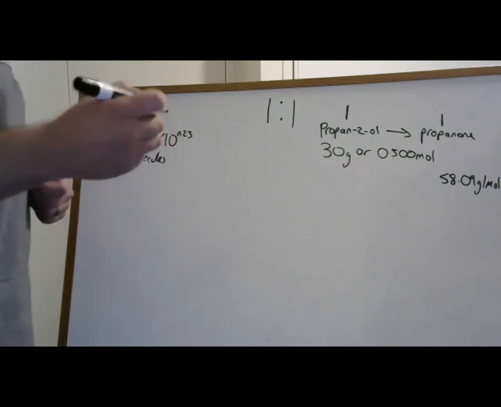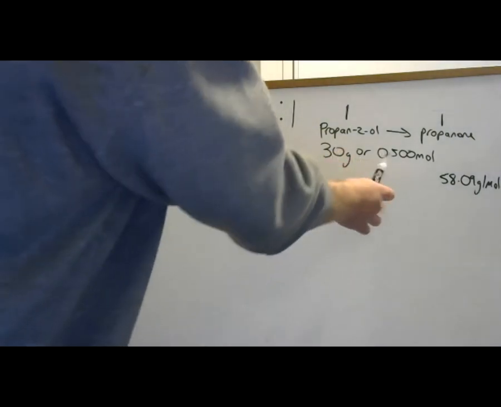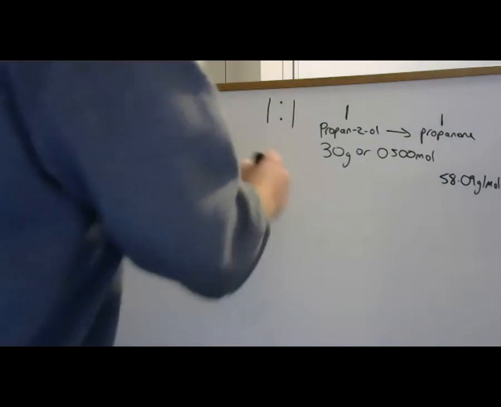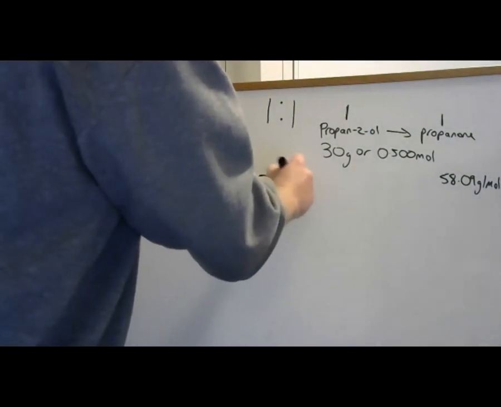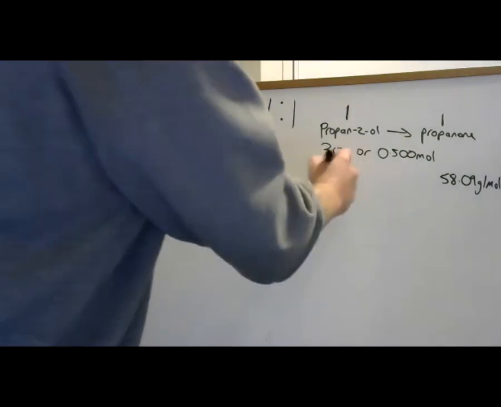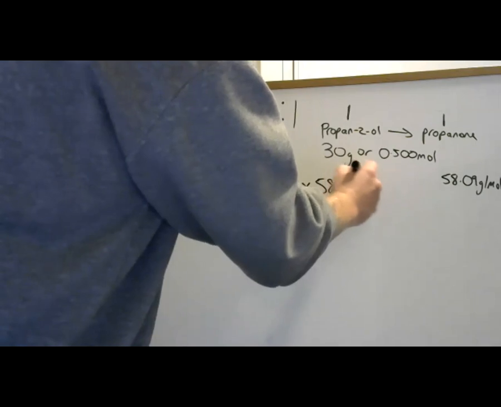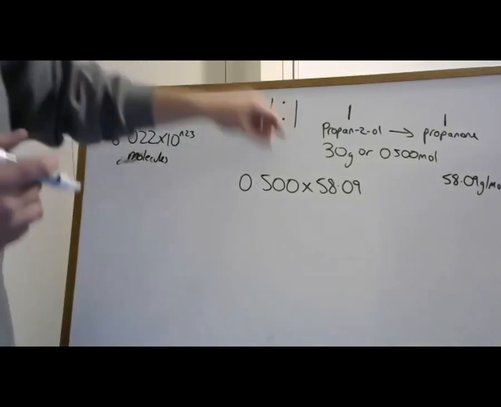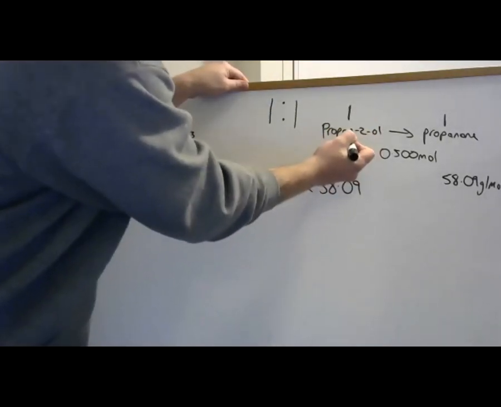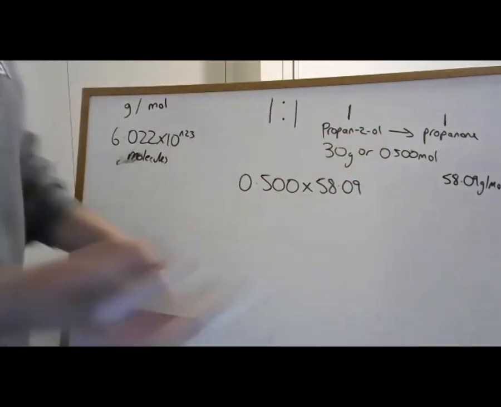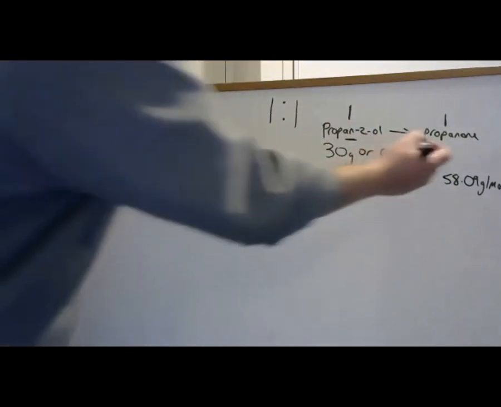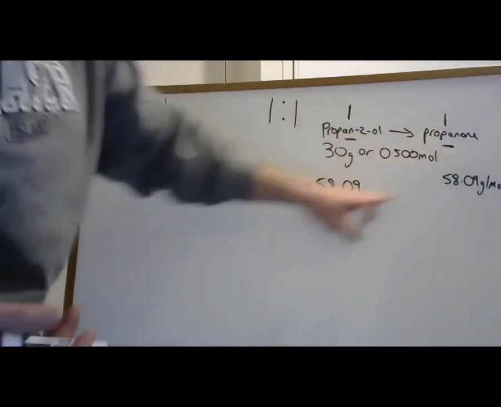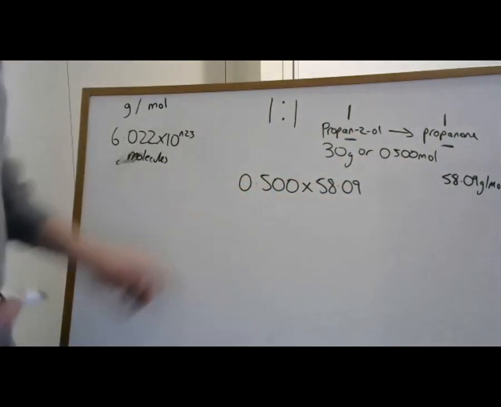So we go, okay, half a mole, 58 grams. So if 1 mole of this produces 1 mole of this, and we started off with 0.500 moles, or half a mole of this, then we can only produce half a mole of this. So we times this mass by 0.5.